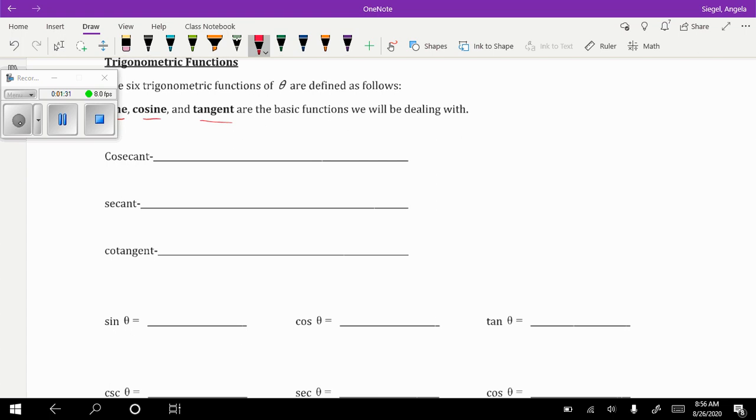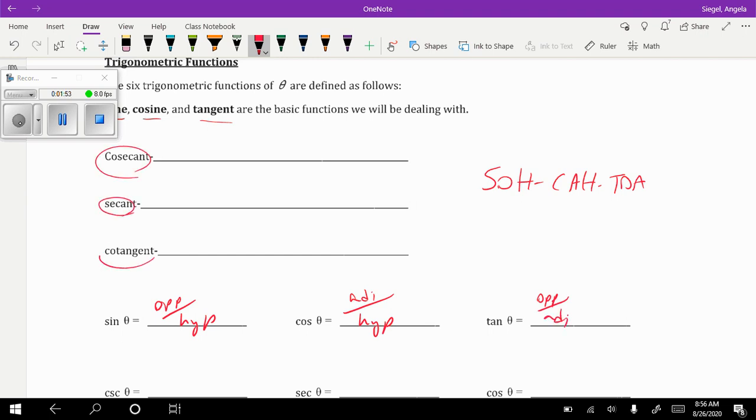So sine, don't forget SOHCAHTOA. Sine is opposite over hypotenuse. Cosine is adjacent over hypotenuse. And tangent is opposite over adjacent.